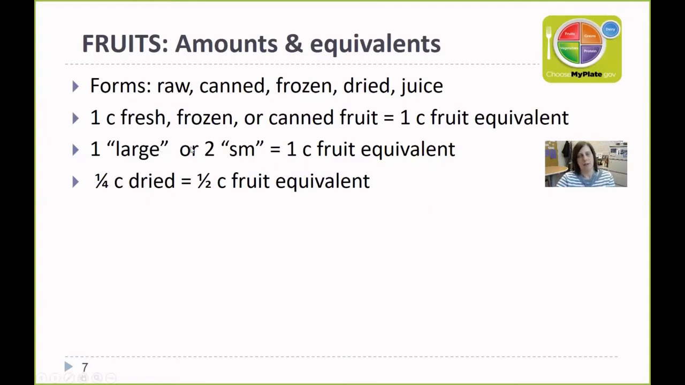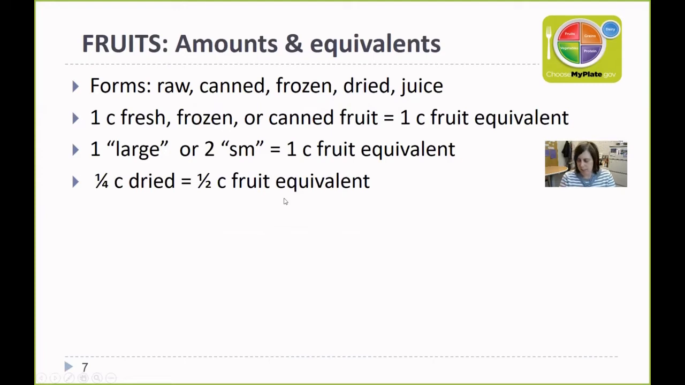What about when you eat a piece of fruit? Well, this is a little bit different. So approximately 1 large piece of fruit or 2 small pieces of fruit would be about a 1 cup fruit equivalent. So what might be a small piece of fruit? Well, you can think about that as maybe like an apricot. If it's a smaller one, that could fit there. A large might be something like a large apple or orange. What about dried fruit? Well, you've taken the water out, so we don't need to consume as much to have the same amount equivalent. So a 1/4 cup of dried fruit is actually a 1/2 cup of fruit equivalent.